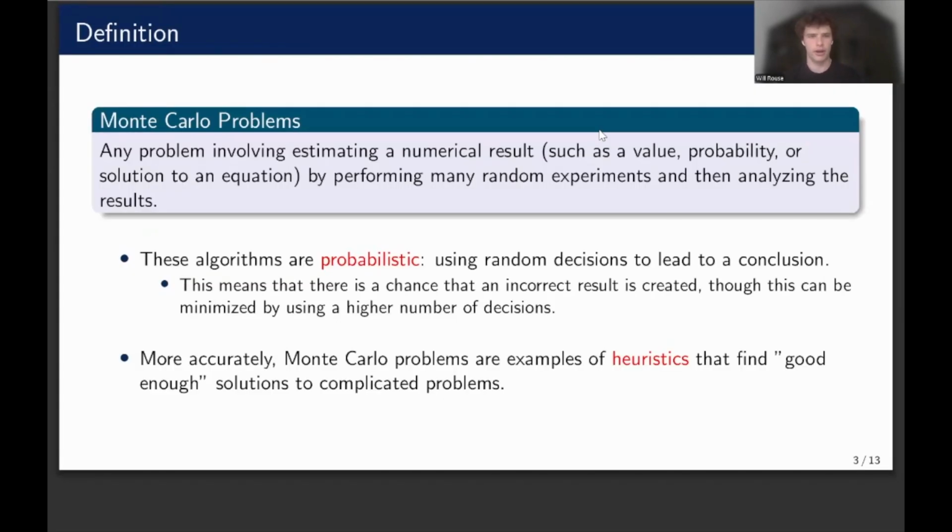So, what is a Monte Carlo problem? A Monte Carlo problem is any problem involving estimating a numerical result, such as a value, probability, or solution to an equation, or performing many random experiments and then analyzing the results.